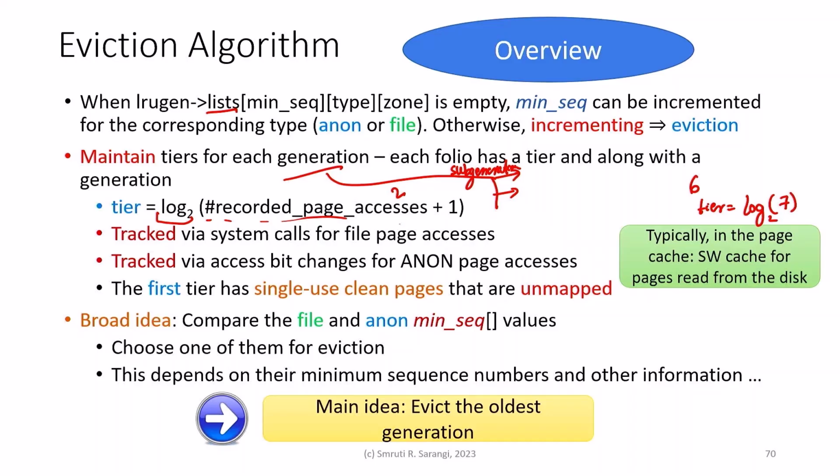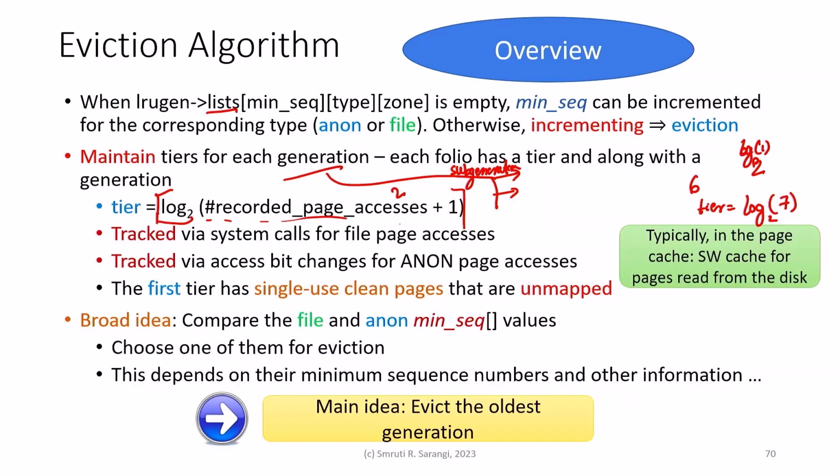And so in this case, if there are no accesses, then its tier is 0, because it's log of 0 plus 1 to the base 2, and so this is going to be 0. Then if there is 1 access, it is going to be 1. If there are 2 accesses, it is going to be log of 3 to the base 2. So what should you take, the floor or ceiling? For 3 and 4, you take the ceiling, and that is very easy to do using bitwise operations.